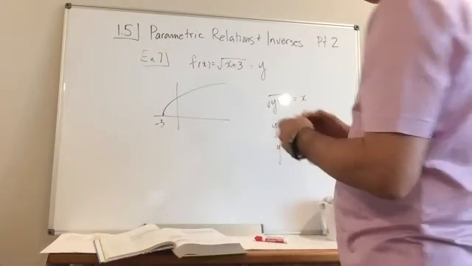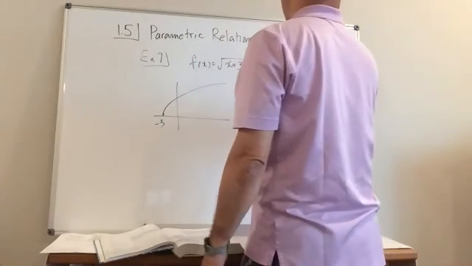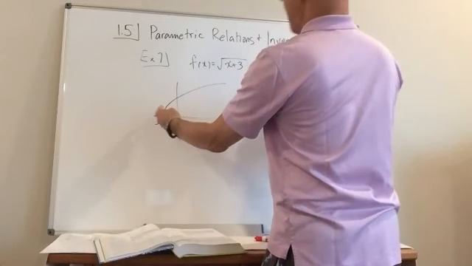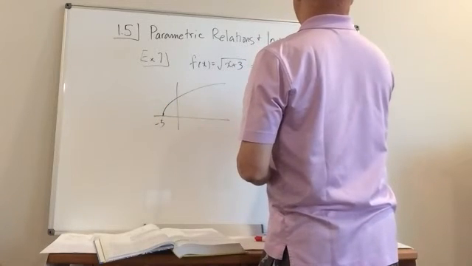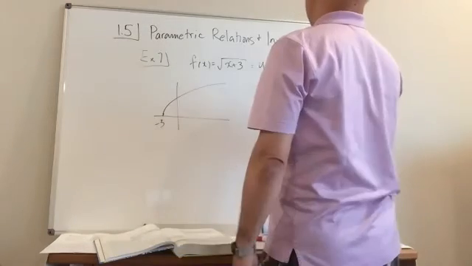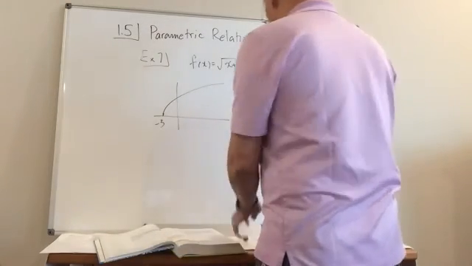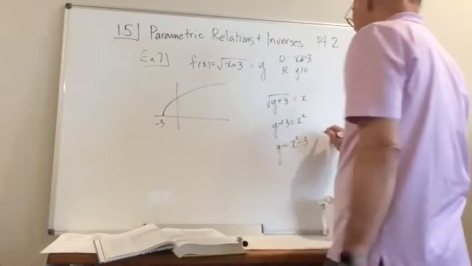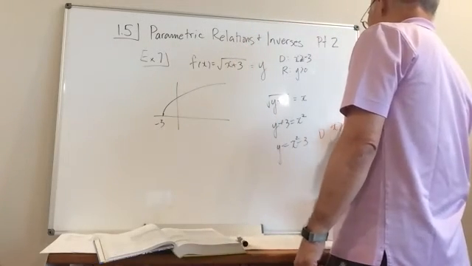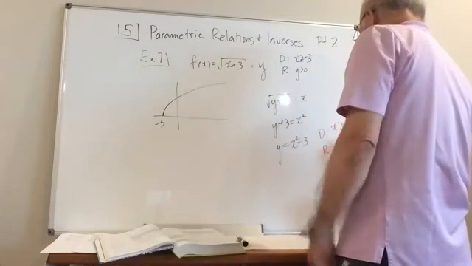Now, the original function has a domain and a range of what? The domain is what? x has to be greater than or equal to negative 3, I'm sorry. The range has to be greater than or equal to 0. y is greater than or equal to 0, which means that the new function, this guy, is going to have a domain of this and a range of this.